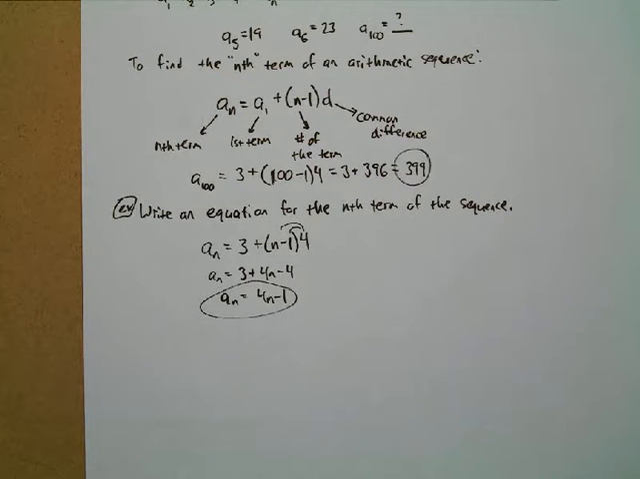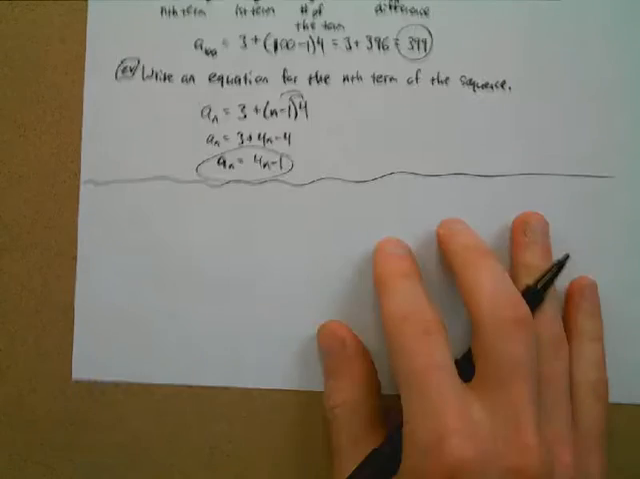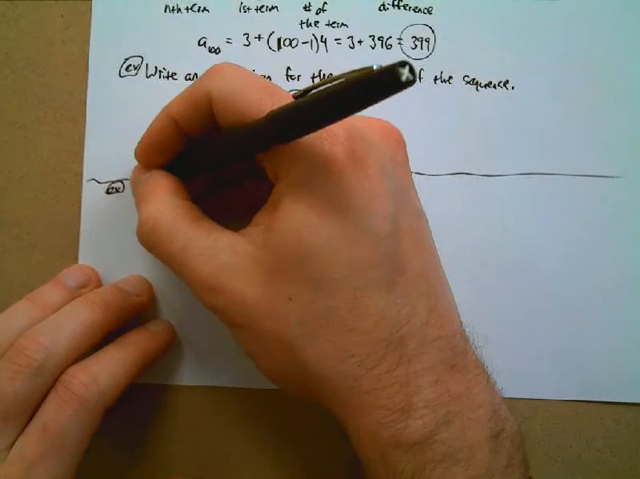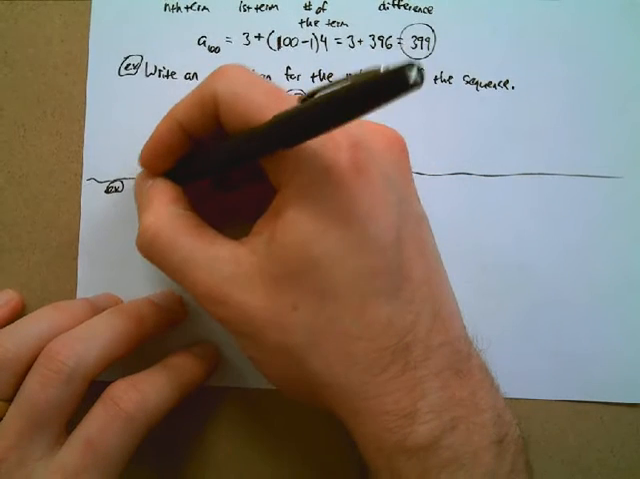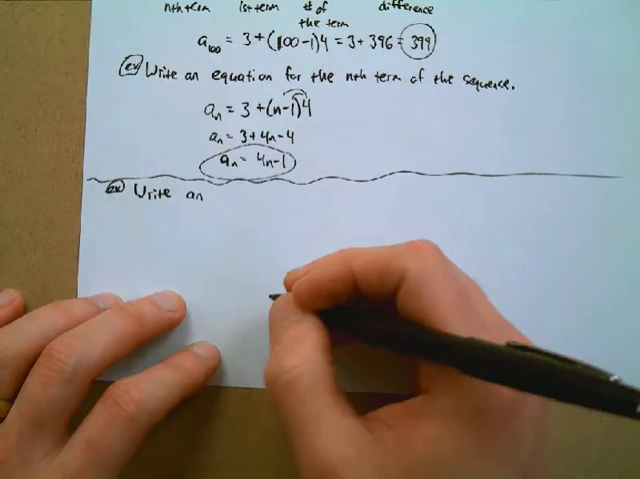Okay, so let's try another one, just to make sure we've got it. Example: let's say our directions are to write an equation for the arithmetic sequence and find the 20th term.